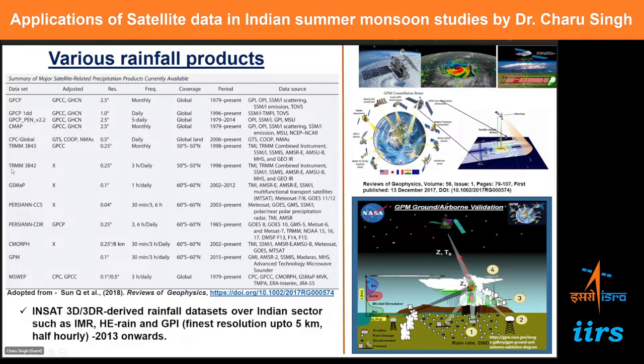TRMM is the Tropical Rainfall Measuring Mission. It provides data between 50 degrees south and 50 degrees north, so it was dedicatedly designed for the tropical region. The data set is available from 1998 till 2018, and it uses various data sources like the TRMM Microwave Imager, combined instrument, SSMI, SSMIS, etc. Likewise, there are several other products listed here.